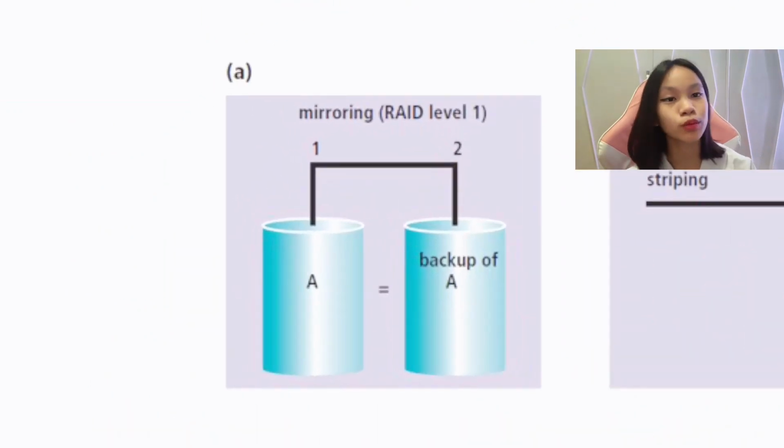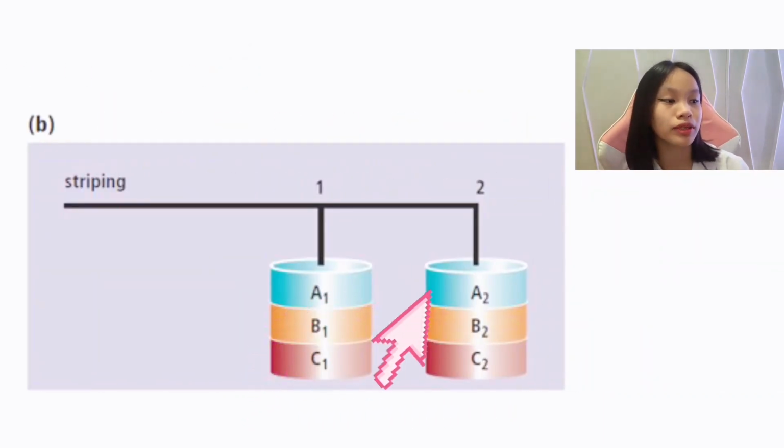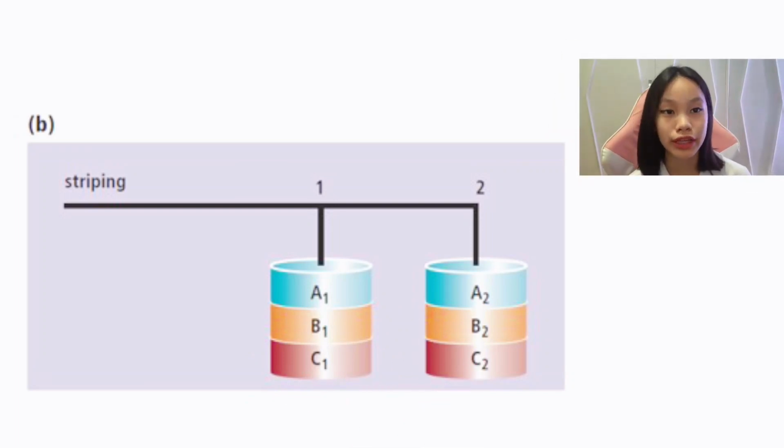In figure A, you will see an example of mirroring. Yung nasa right, kinokopya niya yung nasa left. While in figure B, you will see that they are copied by portions or sections. It is also possible for a RAID to use both mirroring and striping techniques.